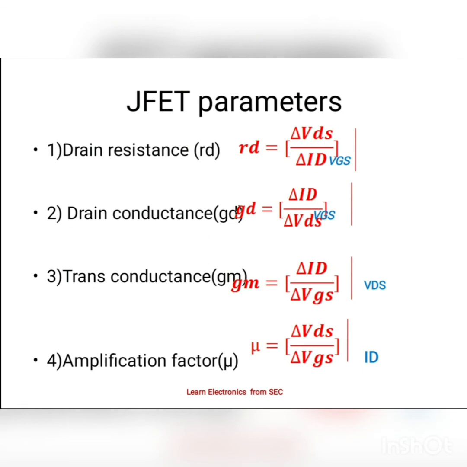Then transconductance. We know that conductance is taken as ID by VGS. So the parameters are output parameter and input parameter here. So transconductance. Similarly, we have mu, the amplification factor, which is the ratio between output voltage and input voltage. VDS is output voltage, VGS is input voltage in the circuit.